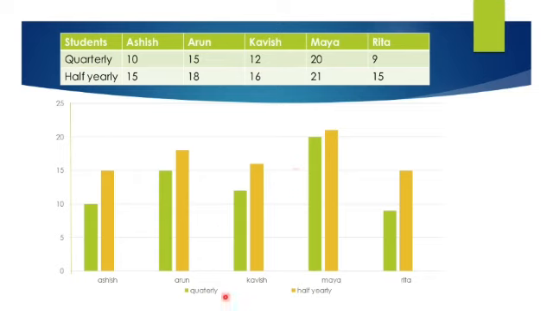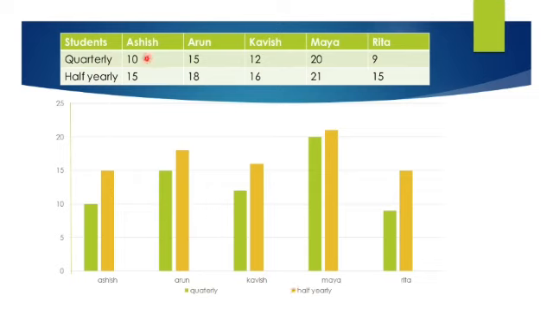First, we mark the quarterly exam as green. We can choose any color, and the half yearly exam is marked as orange. Is it clear? Two types of data are given. Quarterly exam marks are represented in green color and half yearly exam marks are represented in orange color.